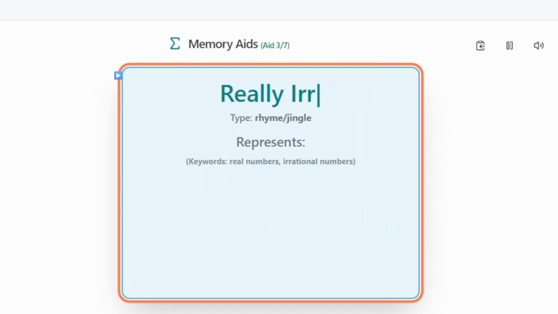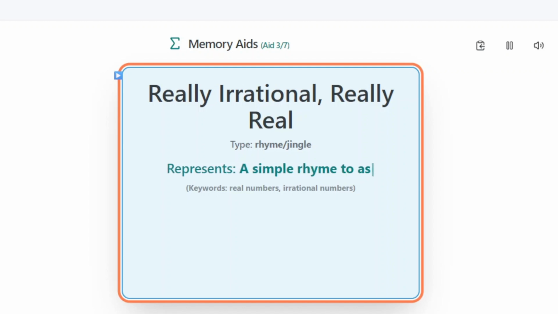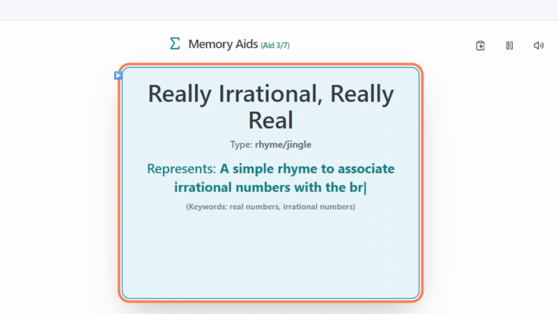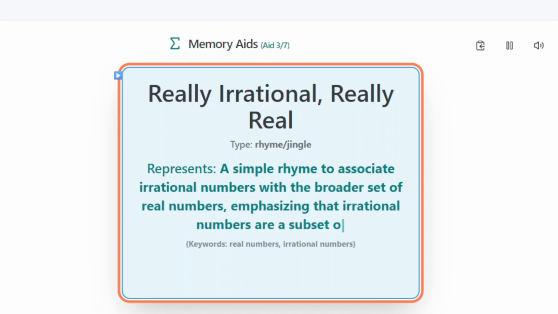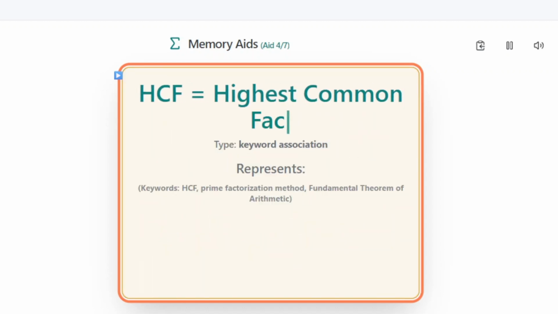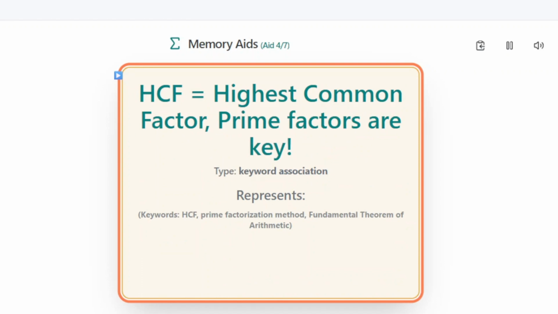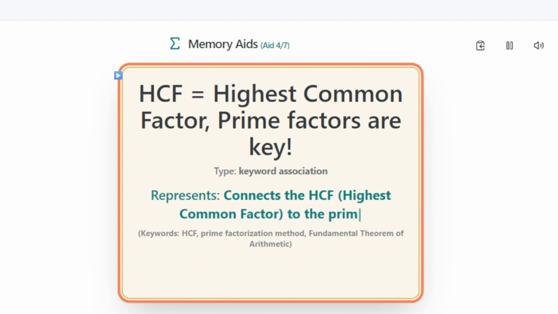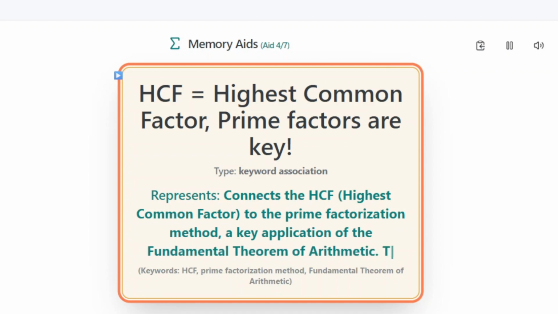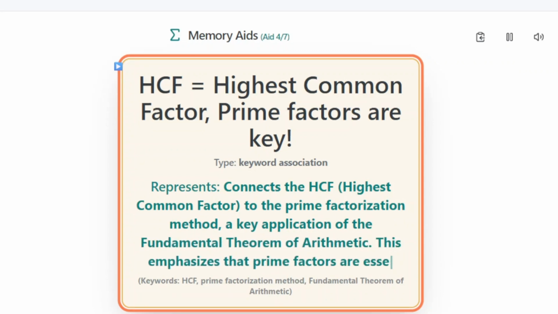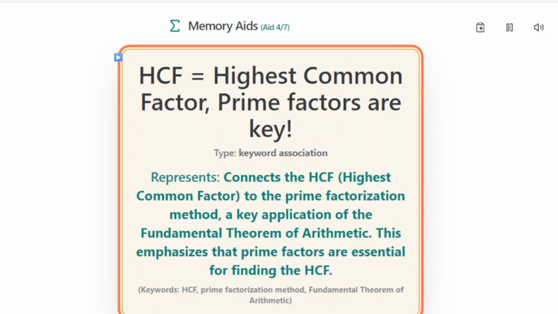Really irrational, really real. A simple rhyme to associate irrational numbers with the broader set of real numbers, emphasizing that irrational numbers are a subset of real numbers. HCF equals highest common factor, prime factors are key. This connects the HCF, highest common factor, to the prime factorization method, a key application of the fundamental theorem of arithmetic. This emphasizes that prime factors are essential for finding the HCF.